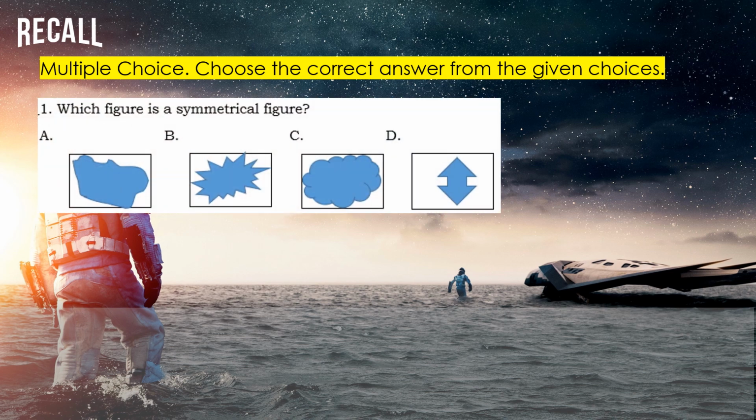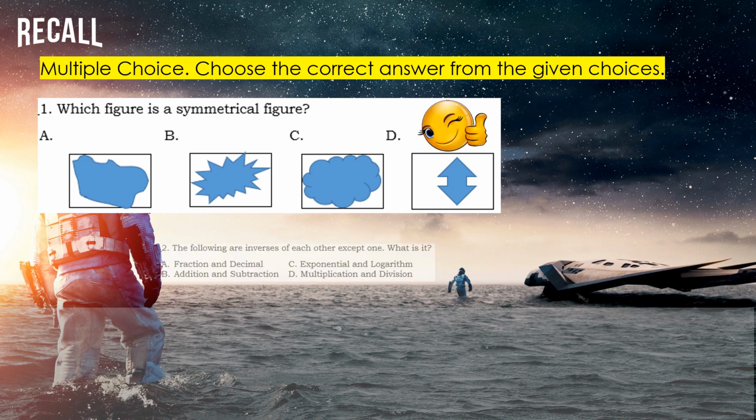Number one, which figure given below is symmetrical to each other? Is it letter A, letter B, letter C, or letter D? Of course, the answer is letter D.